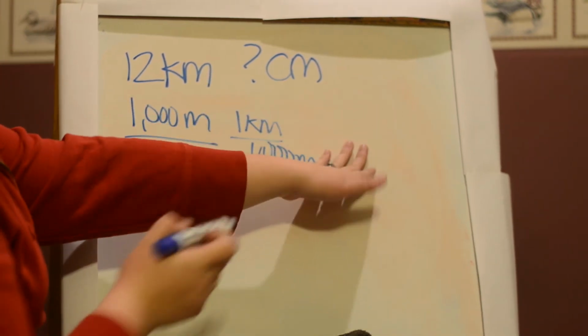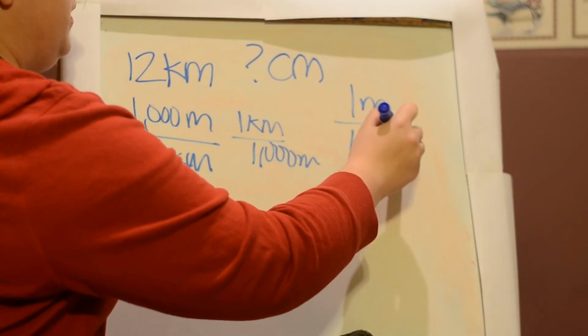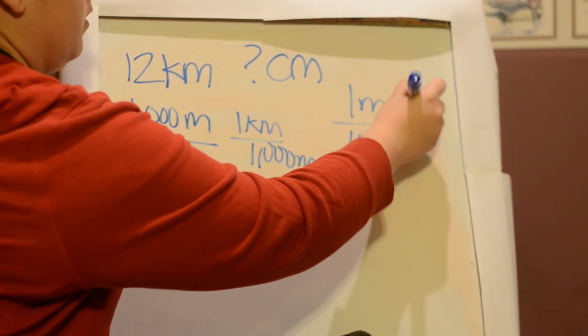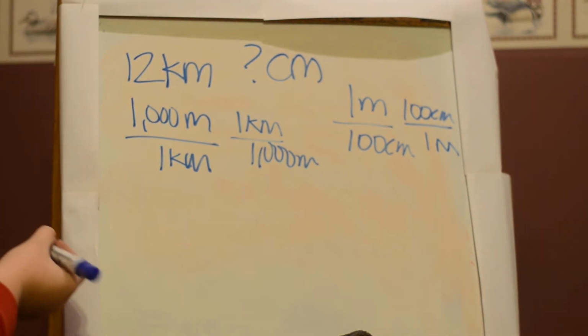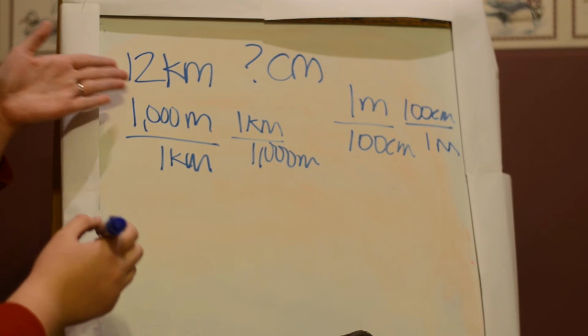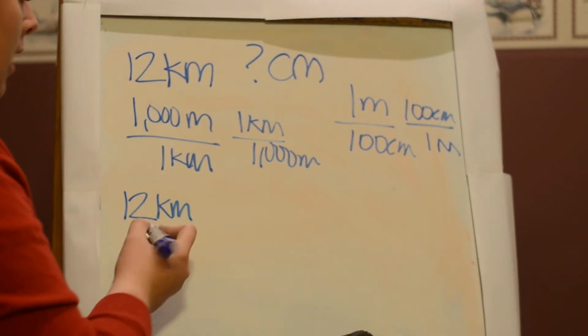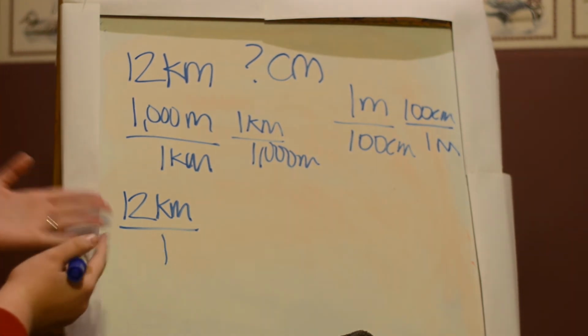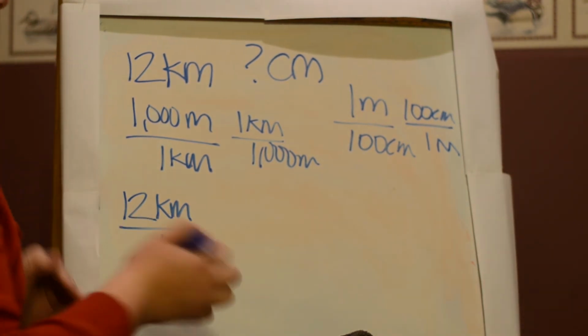And then we also know that 1 meter is equal to 100 centimeters, or 100 centimeters is equal to 1 meter. Okay, so we're going to start with what we know. We know we have 12 kilometers. And remember, we put this over 1 because any whole number is that number over 1.